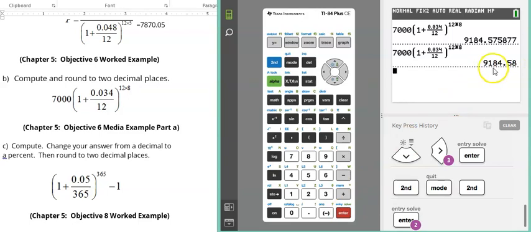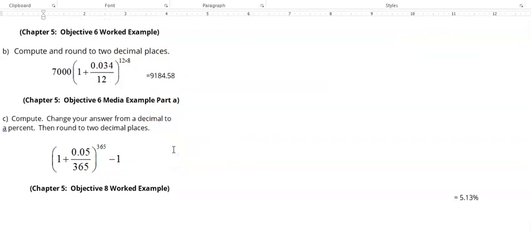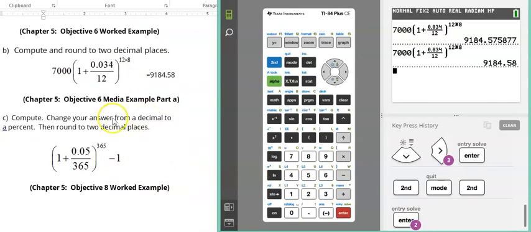So let's enter our answer, and I've entered it right here. Now for the next one, this is Chapter 5, Objective 8 worked example. And here we're actually finding a percentage. This answer isn't a dollar amount. And it says compute, change your answer from a decimal to a percent, then round to 2 decimal places.